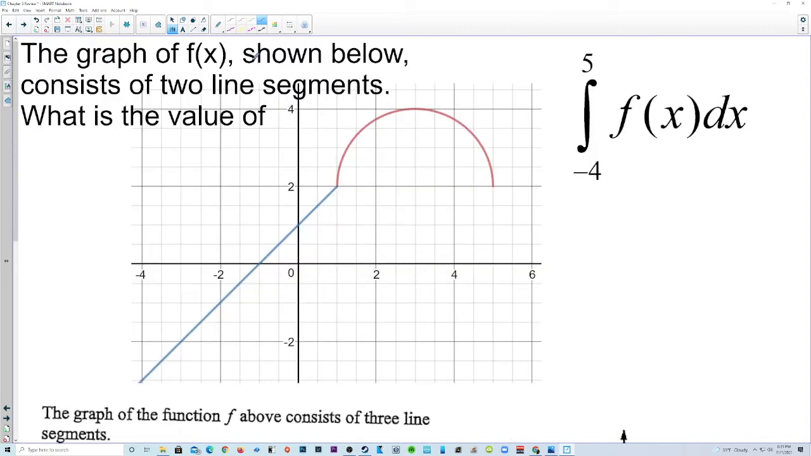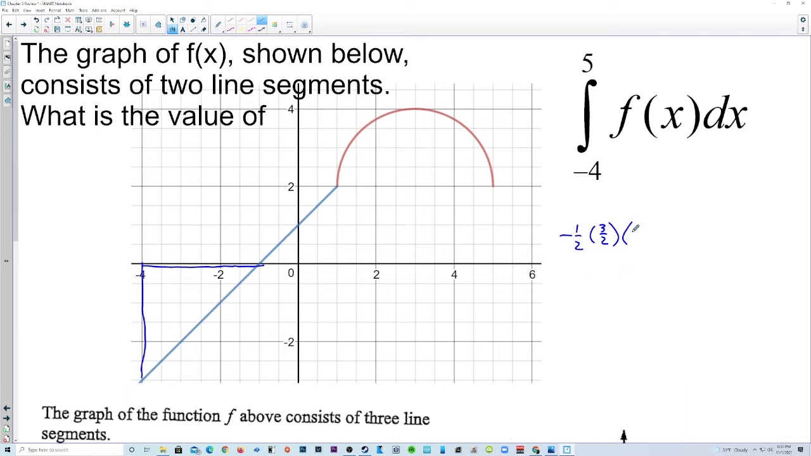The graph of f of x shown below consists of 2 line segments. What is the value of this integral right here? The area from -4 to 5. So let's get this triangle right here, and we'll make this negative. So -1/2 times 3 halves.